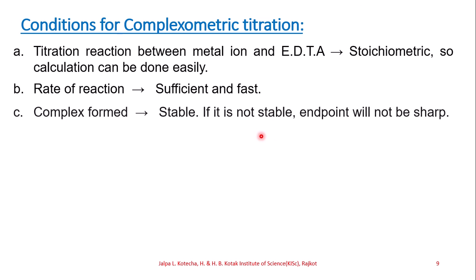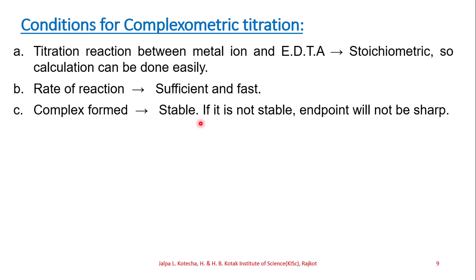Third point, the complex which is formed should be stable, meaning the final complex which is formed is a soluble complex. It should remain as it is once the end point is achieved. If it is showing the color change, the color change should not disappear. If the color change obtained at the end point disappears, that means the complex which is formed is not stable. So to get the sharp end point, the complex which is formed at the end should be a stable complex.